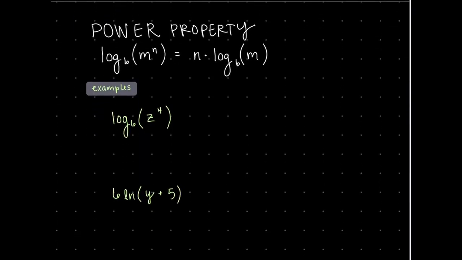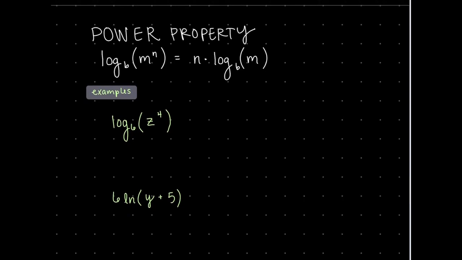And then the last rule we are going to see with expanding and condensing is the power property of logs. Okay, and this is when you have an exponent on the argument of the log, you can bring it down out front and make it a coefficient. Or if you have a coefficient in front of a log, you can bring that up and make it the exponent. So if we look at this example, we have log base 6 of z to the 4th. I can bring that 4 down using the power property, and so that's the same as 4 times log base 6 of z.